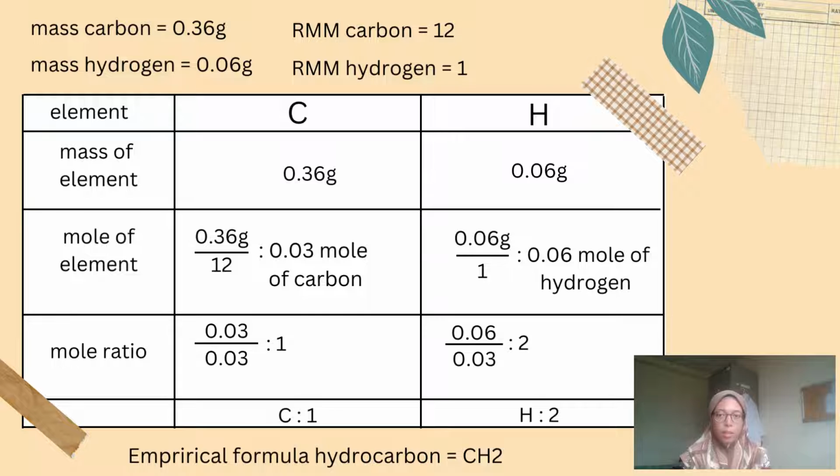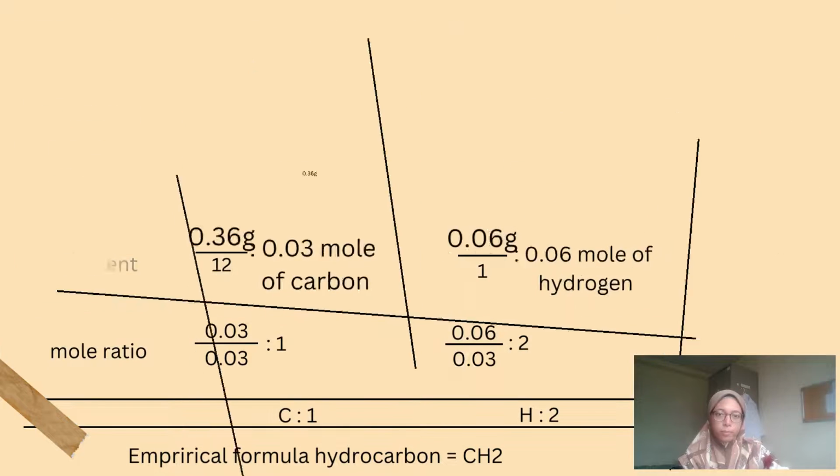The third step is to find the mole ratio, which is to divide each mole of the element with the smallest mole value that we got, which is 0.03. So 0.03 divided by 0.03, we got 1, and hydrogen, we got 2. So in conclusion, the empirical formula for the hydrocarbon is CH2.